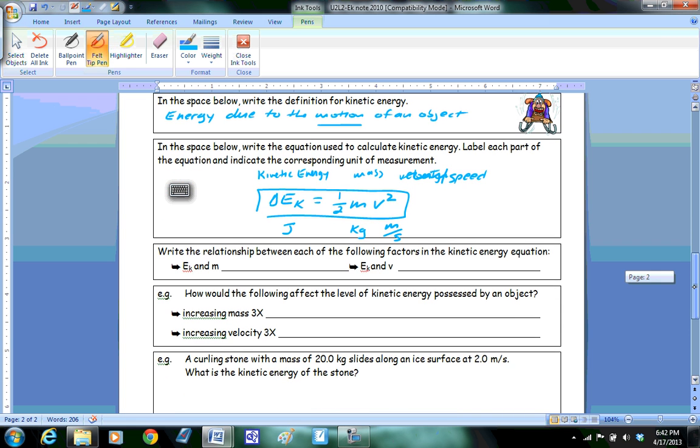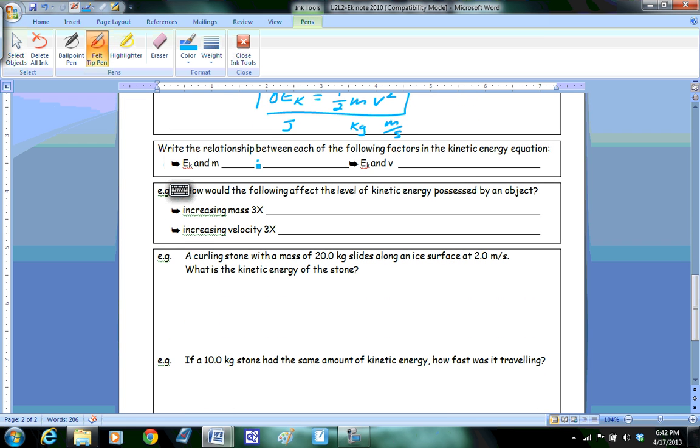Okay. Now, again, we know the relationships already, so know that EK is directly proportional to mass. We know that EK is proportional to v squared. So when I increase my mass by 3-fold, my EK goes up 3-fold. Again, directly proportional. When I increase my velocity, my EK goes up by square. So if I increase my velocity by 3, my EK goes up by 9, which is really important on the highway.